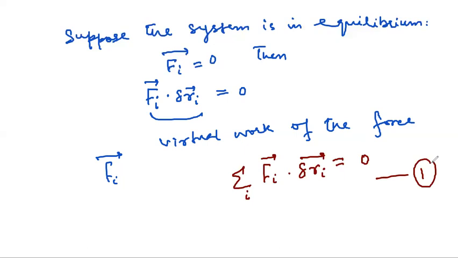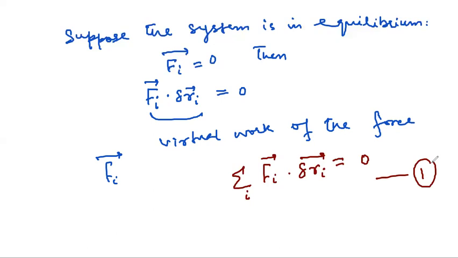What we have written is simply the condition for equilibrium of a system in terms of the virtual work. We said if we have a system which is in equilibrium, then the total force on each particle must be 0. Then the virtual work on each particle must be 0. And then we summed the virtual works over all particles in the system and equated that to 0. So this is simply the condition of equilibrium for a system of particles written in terms of the idea of virtual work.